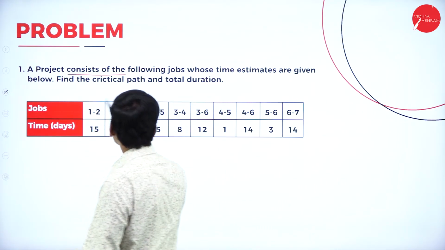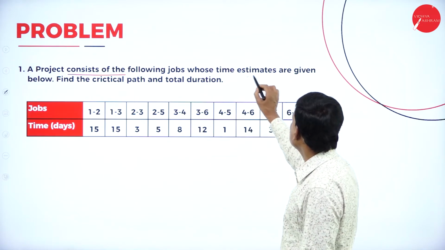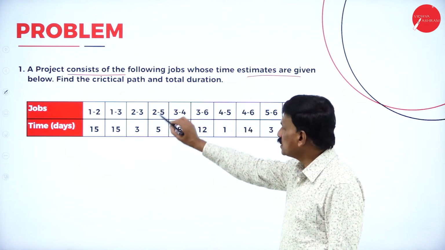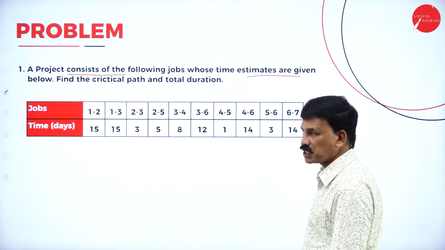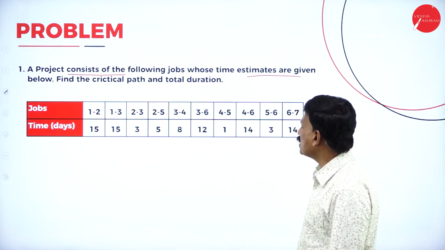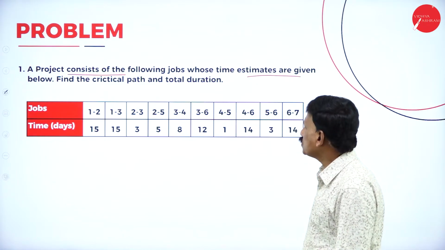A project consists of the following jobs whose time estimates are given below. Find the critical path and the total duration. So, what is required to find is the critical path and the total duration.